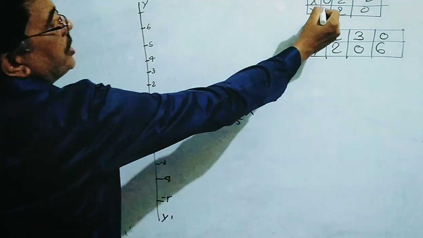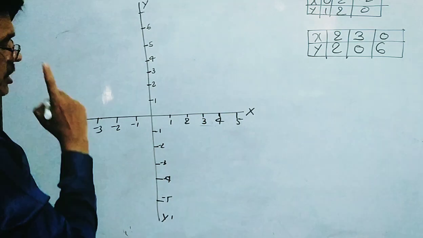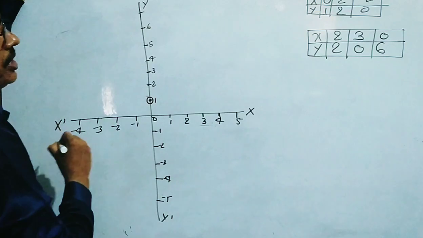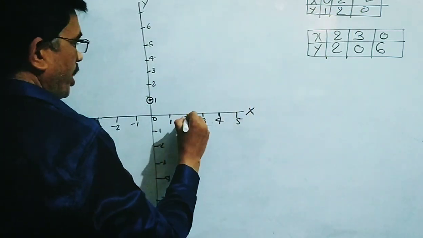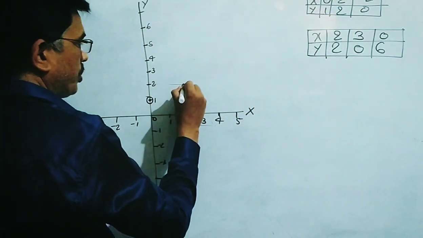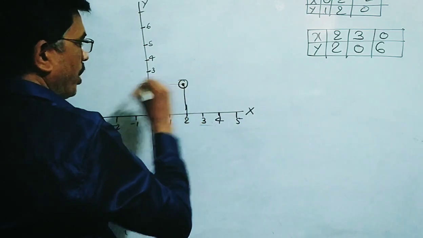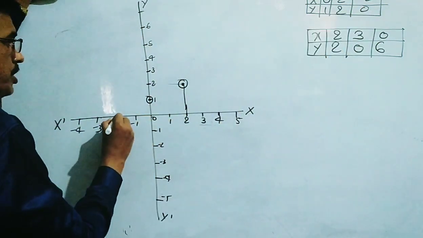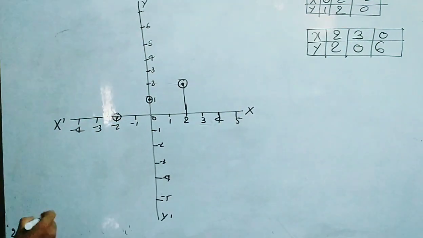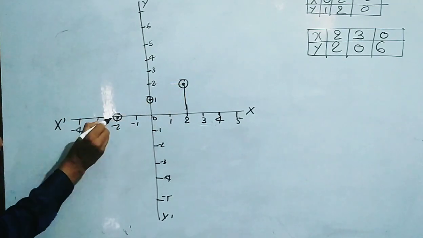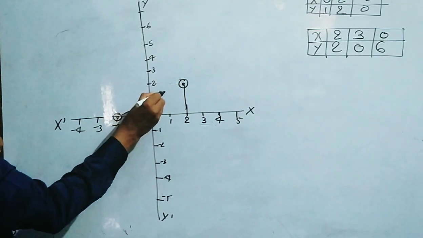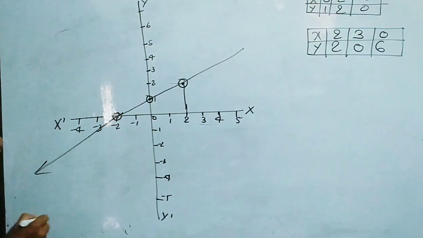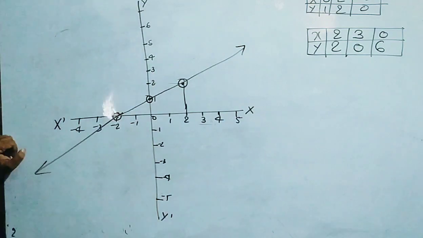Now first plot x is 0, y is 1. Here x is 0 and y is 1, so the first point is here. Then x is 2, y is 2. Both are here. Take the other point: x is minus 2, y is 0. And the three points always lie on a straight line. With the help of a scale, you draw the line joining these three points and produce it on both sides. So it is the line of the first equation.